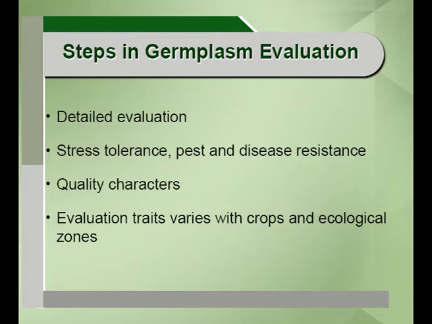When I say stress tolerance, pest and disease resistance, and quality characters, it indicates an important thing: a multidisciplinary approach is required. A geneticist or cytogeneticist, an agronomist, an entomologist, a pathologist, everyone has to come together. It is a very difficult exercise to perform detailed evaluation. But it is a very essential component in germplasm evaluation, because that will give us a lot of edge in crop improvement.